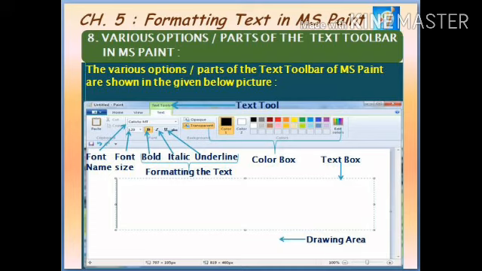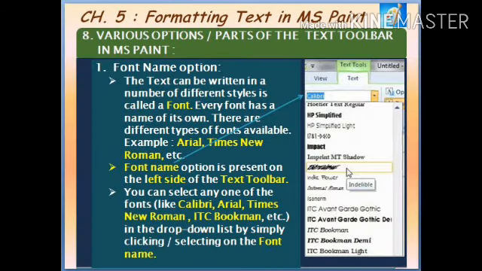The various options or parts of the text toolbar of MS Paint are shown in the given below picture. Here you get easily recognized font name box, font size box, bold, italic, underline button, color box button, text box and drawing area. Now let's discuss one by one all 5 options or parts of the text toolbar of MS Paint. First option, that is font name option.